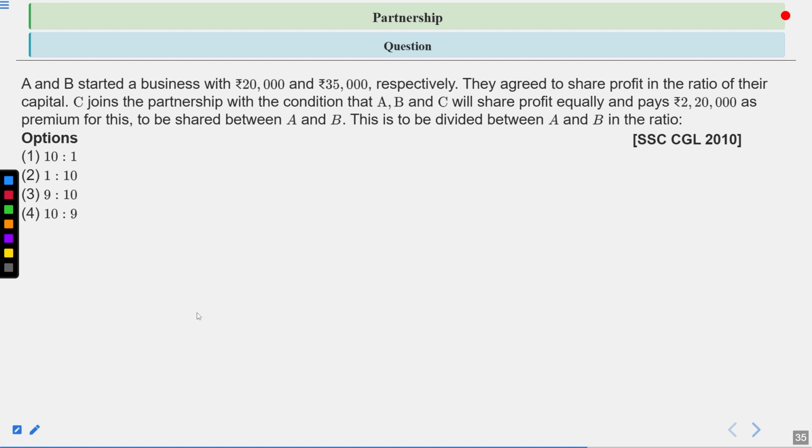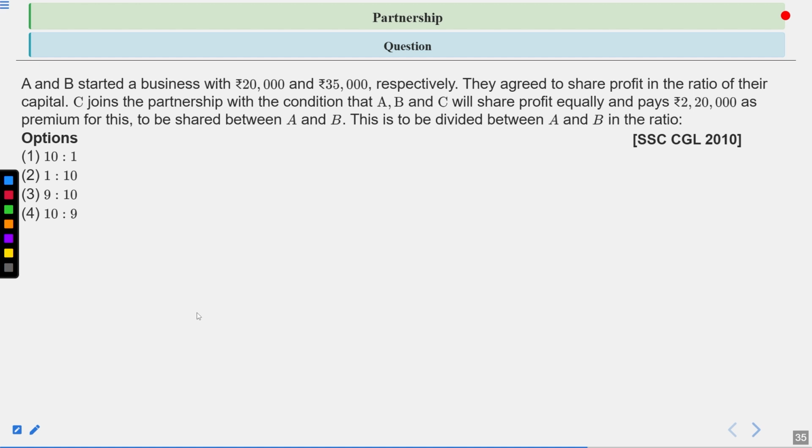A and B started a business with 20,000 rupees and 35,000 rupees respectively. They agreed to share profit in the ratio of their capital. C joined the partnership with the condition that A, B and C will share profit equally and pay 2,20,000 rupees as a premium for this to be shared between A and B. This is to be divided between A and B in the ratio. And this question is asked in SSC CGL exam 2010.